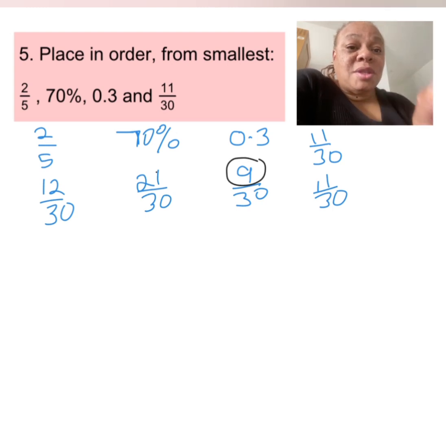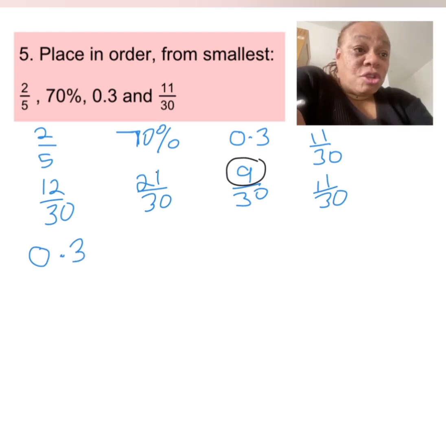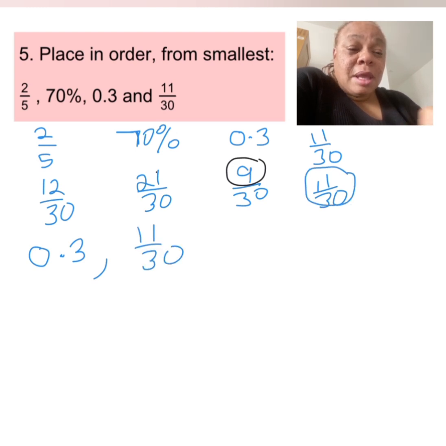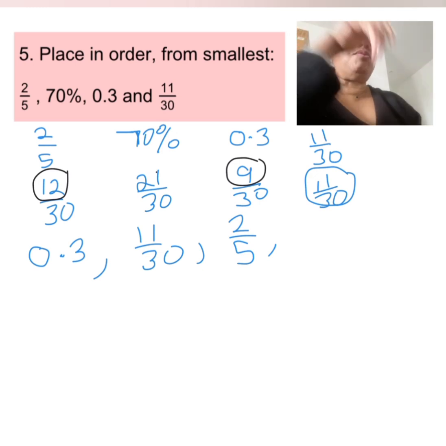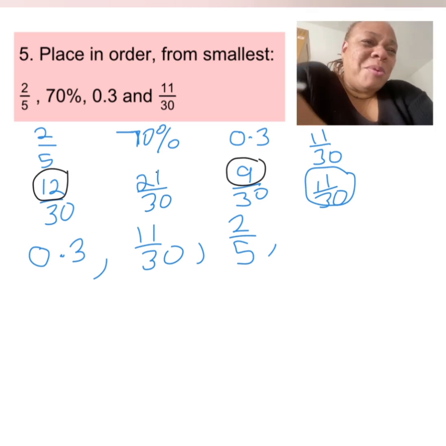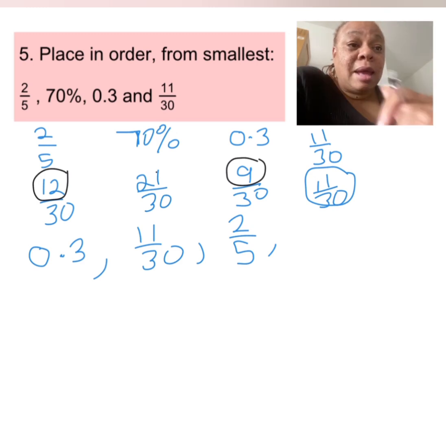And that was given to us as 0.3. So I'm going to write 0.3. That's the smallest fraction. Then the next smallest fraction is 11 over 30, which was given to us as 11 over 30. And then the next smallest numerator is 12. Now, that 12 over 30 was given to us as 2/5, so we want to write it as it was given to us, as 2/5. It doesn't matter if you leave your answer as 12 over 30, but I always feel it's nicer to use the one that's been given. And then that means that the biggest is 70%. So that's the answer.